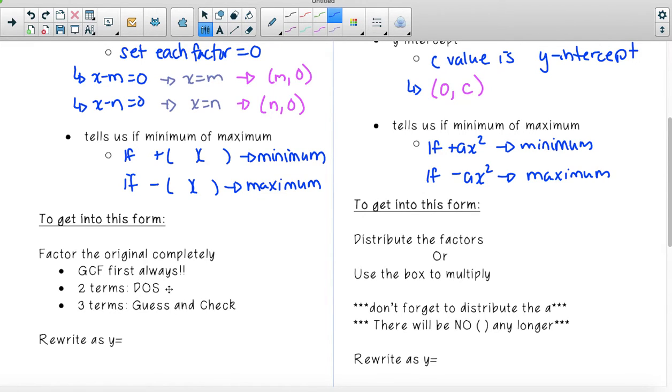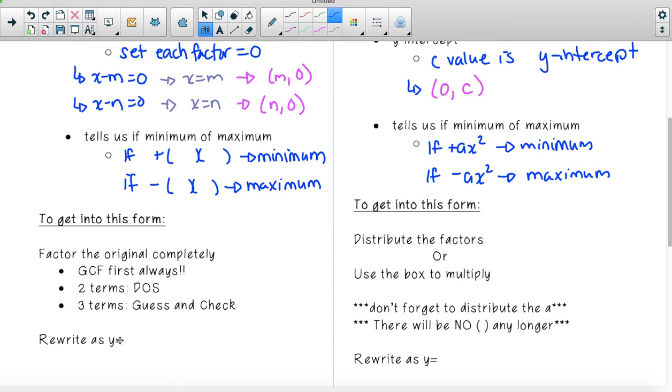But if it's 2 terms that are remaining, we do want to try and factor out a difference of squares. That's what we look for. If there are 3 terms remaining, we try to factor using guess and check, MACAB, the AC method, any method that you've learned to factor.